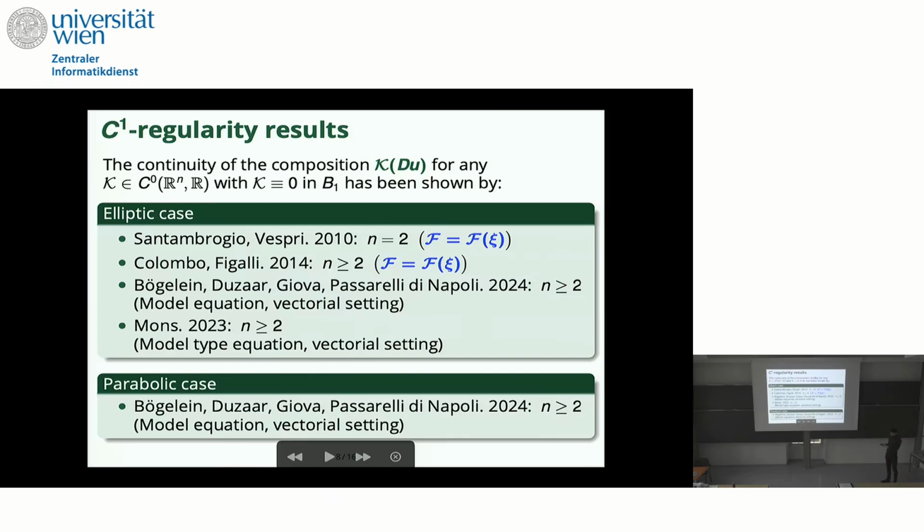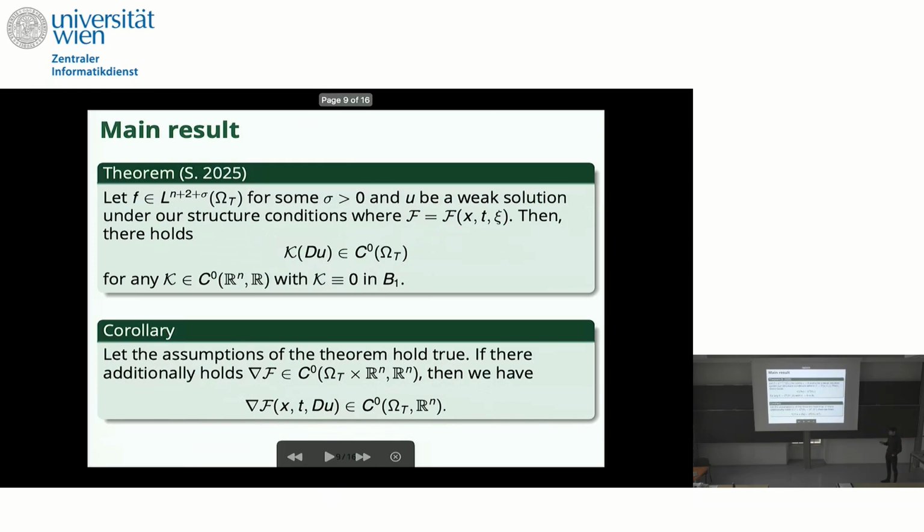Okay, since this holds true for the model equation, yeah, it's natural to inquire whether we can get the same regularity in the more general setting. And basically, this was my aim of investigation. And yeah, the question can be answered positively, and this is the main result of the talk.